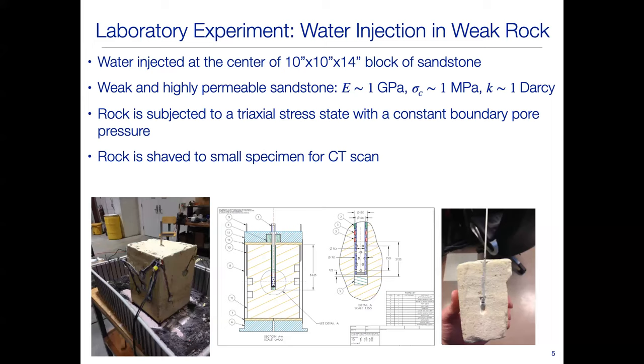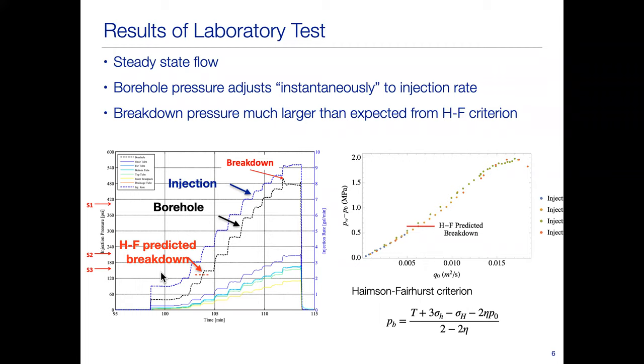And what we observe in those tests, first of all, because of such a high permeability, let me first show the picture here at the bottom left, which shows in dashed blue the injection rate. So the injection is increased by steps. You can see on the black dashed line, which is the pressure in the injection hole, that the borehole pressure is following exactly the injection rate. So in a sense, because of the very high permeability, we have steady state.